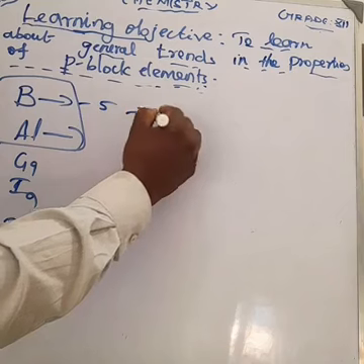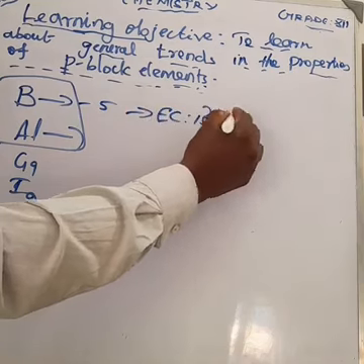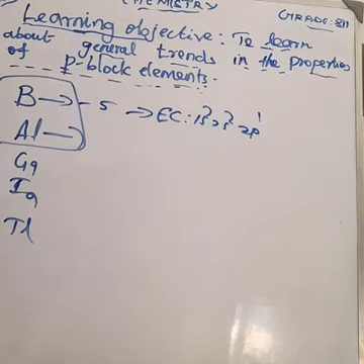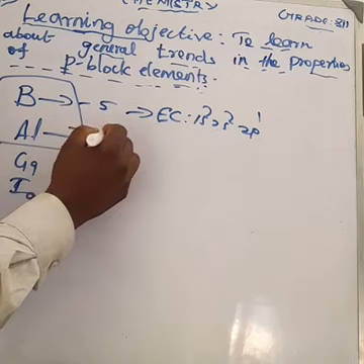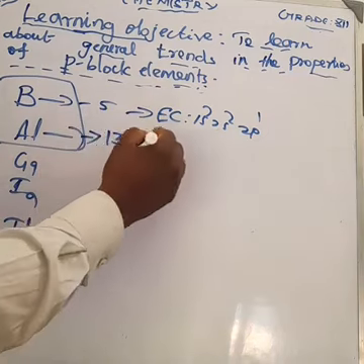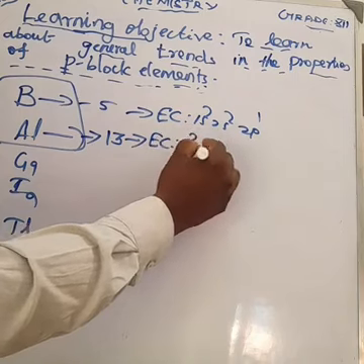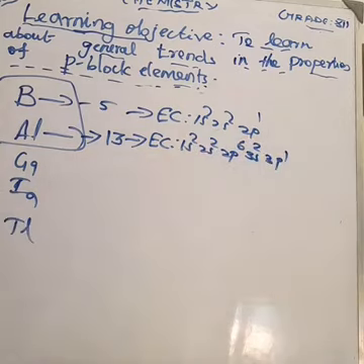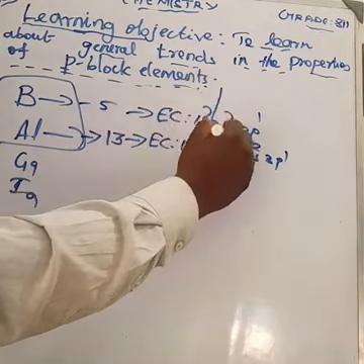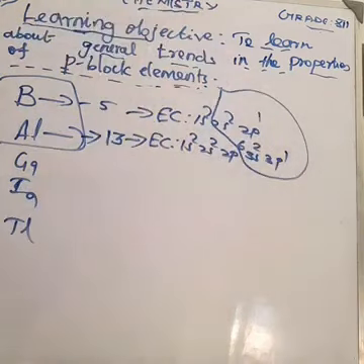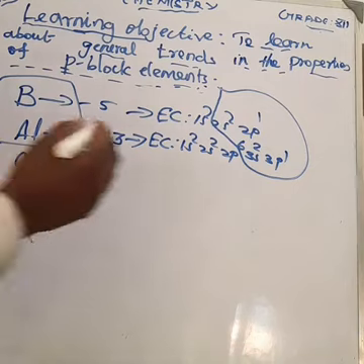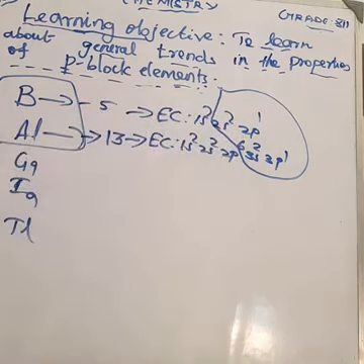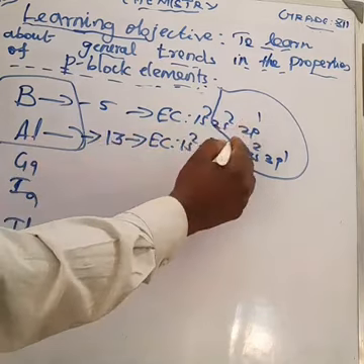How will you write the electronic configuration? EC is equal to 1s2 2s2 2p1. Am I right? Next, aluminium. What is the atomic number of aluminium? It is 13. How will you write the electronic configuration? EC is equal to 1s2 2s2 2p6 3s2 3p1. Am I right? So the outer electronic configuration for the boron family is 2s2 2p1. Can you understand? For aluminium, 3s2 3p1.